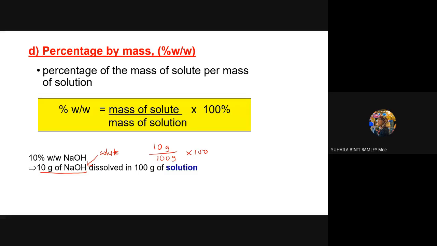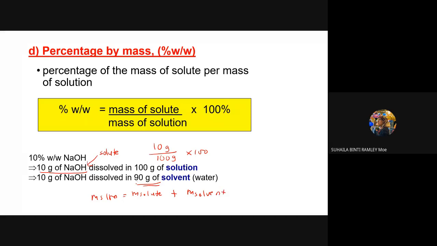Or we can also define it as 10 gram of NaOH dissolved in 90 gram of solvent. So this 90 gram is the solvent. To calculate the solution, we know the mass of solution is the mass of solute plus the mass of solvent. The solute is 10, the solvent is 90, so the solution is 100, the same.